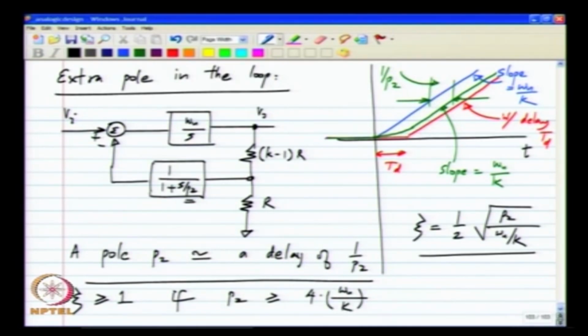and this is consistent with the notion that a pole is similar to a delay. A pole at P2 corresponds to a delay of 1 over P2. So, if the pole is at a very high frequency, the delay is very small and there is no effect on the step response. If the pole comes lower and lower in frequency, then there will be an effect on the step response, in that it will start ringing. Okay. And the critically damped case, zeta equal to 1 corresponds to P2 equal to 4 times omega u by k, and you do not want to have a pole that is substantially lower than this in frequency.